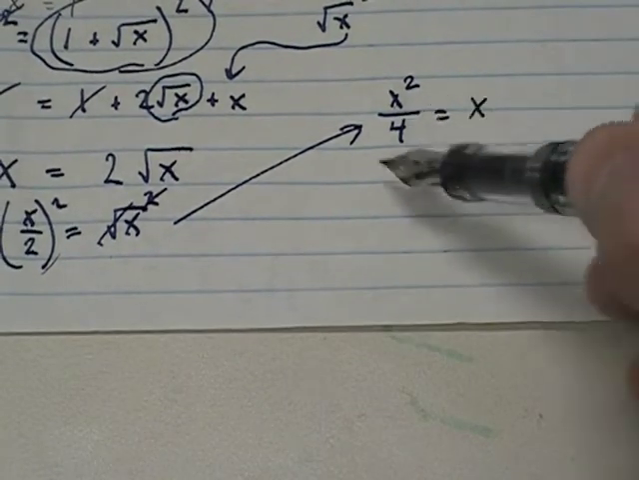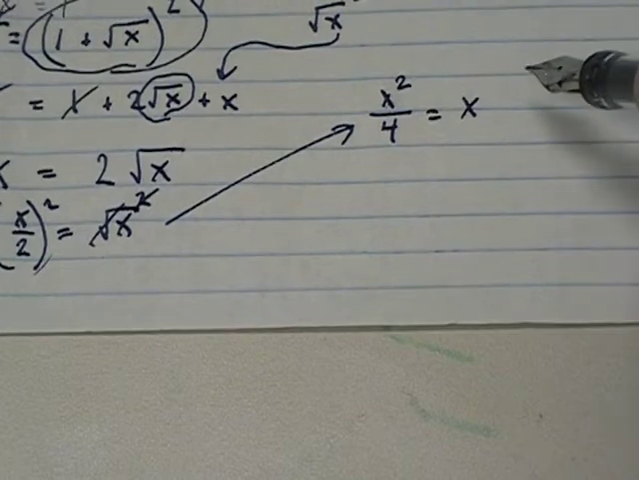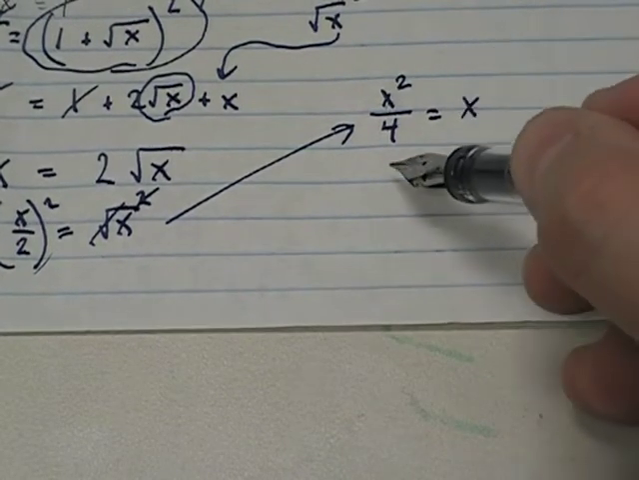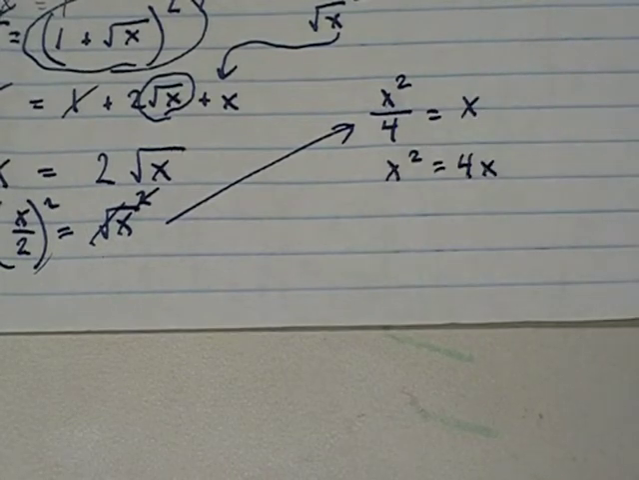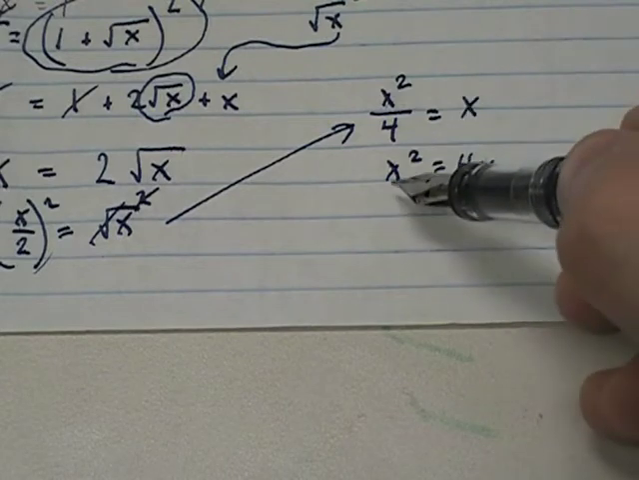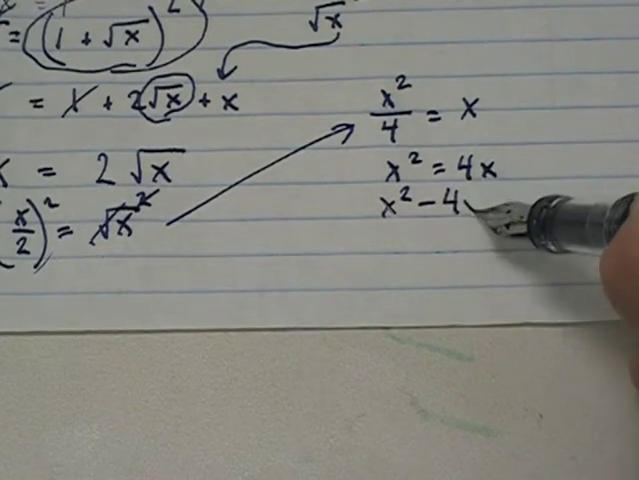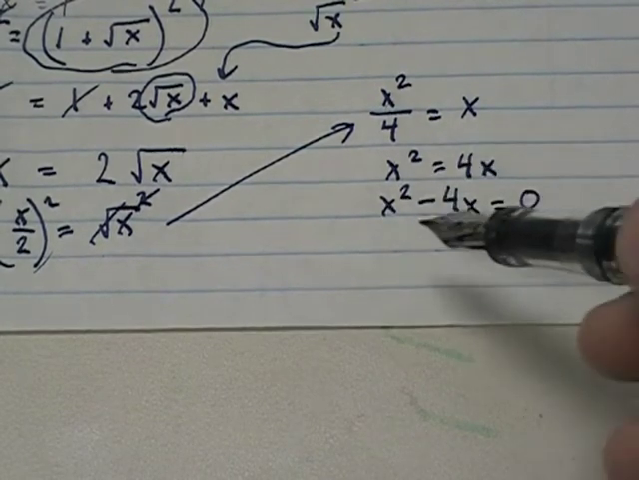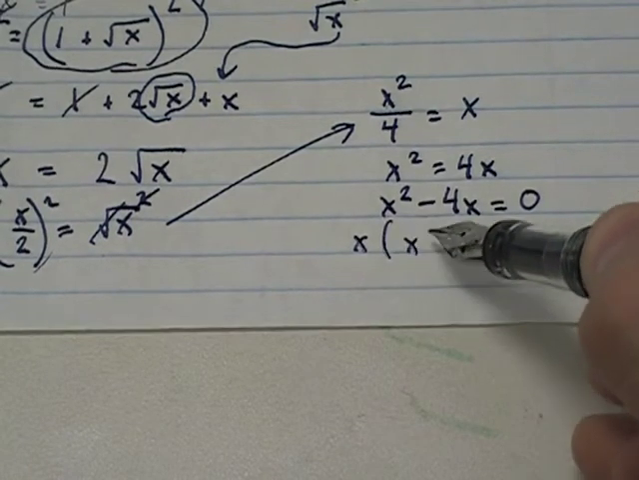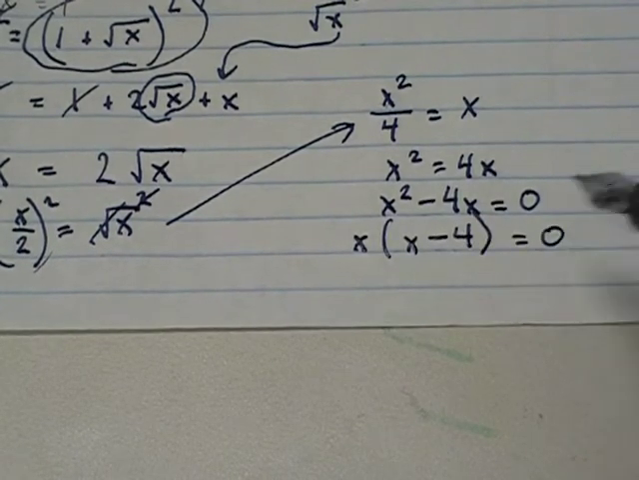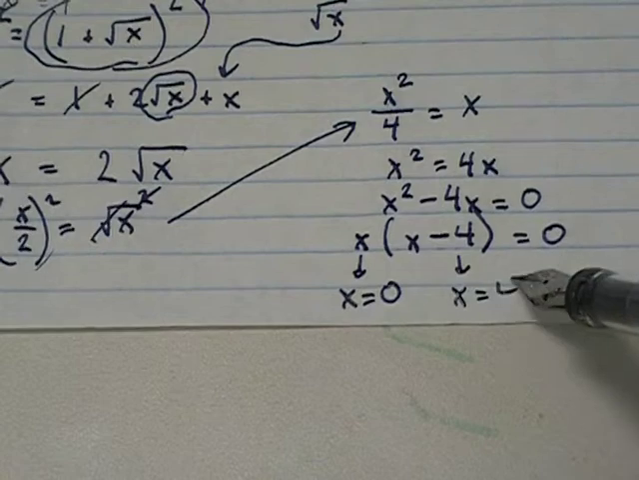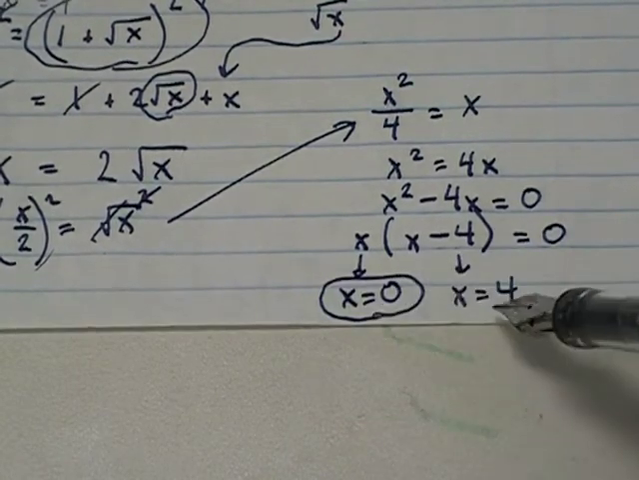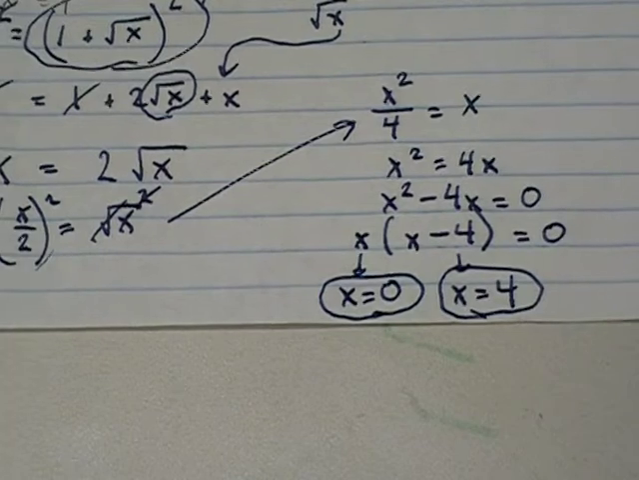Now I like to cheat. I don't want this in the bottom, so I'm going to multiply both sides by 4. If I multiply both sides by 4, what do I get? I get x squared equals 4x. What do I have? I have a quadratic. How do I solve a quadratic? I set it equal to 0, which gives me x squared minus 4x equals 0. And then I factor this. Well, that factors into x times x minus 4. And this gives me x equals 0. And this gives me x equals 4. And so I'm very happy because there are my solutions.